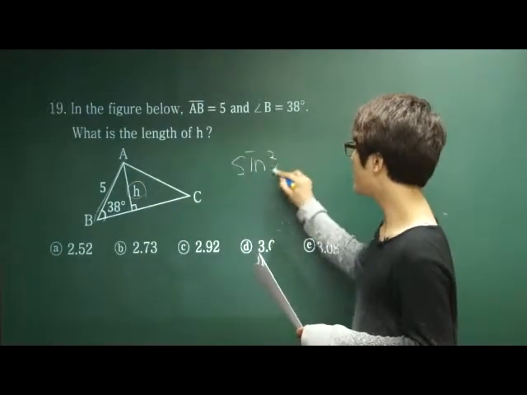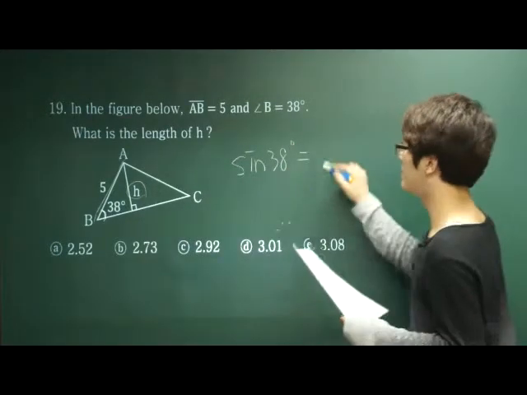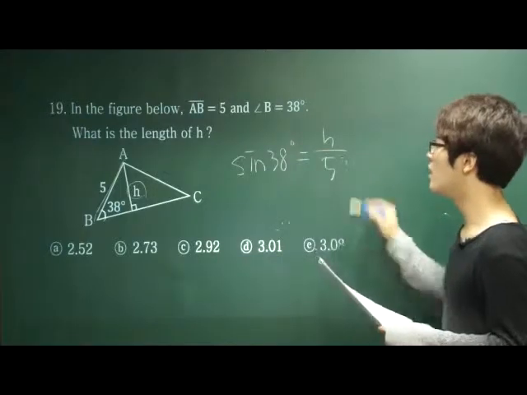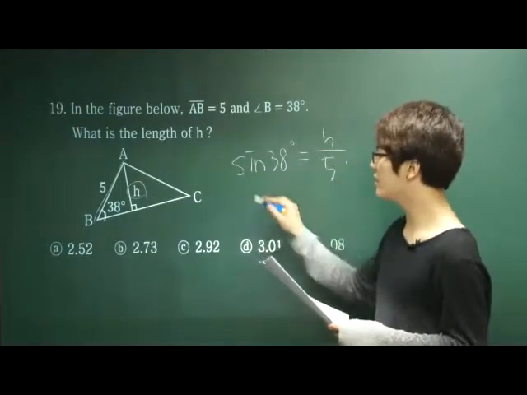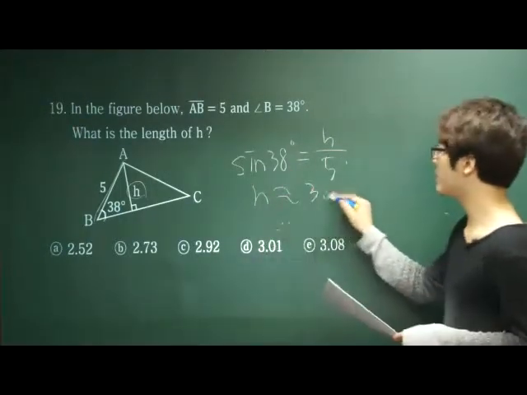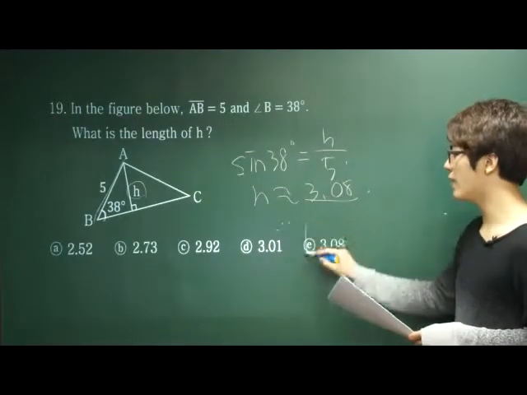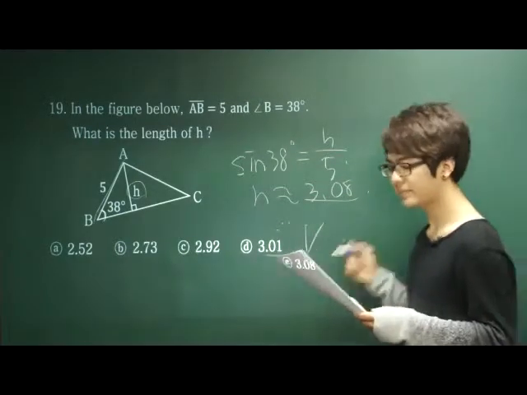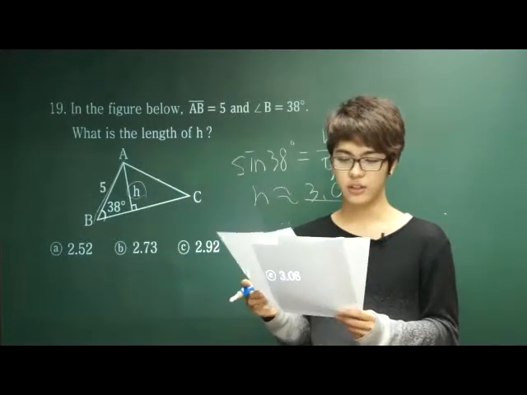So, sine 38 degrees is equal to what? It is equal to h over 5, right? Accordingly, if you put this in your calculator, then h is approximately 3.08. Easy question. Therefore, E is the answer. Okay, let's move on to number 20.